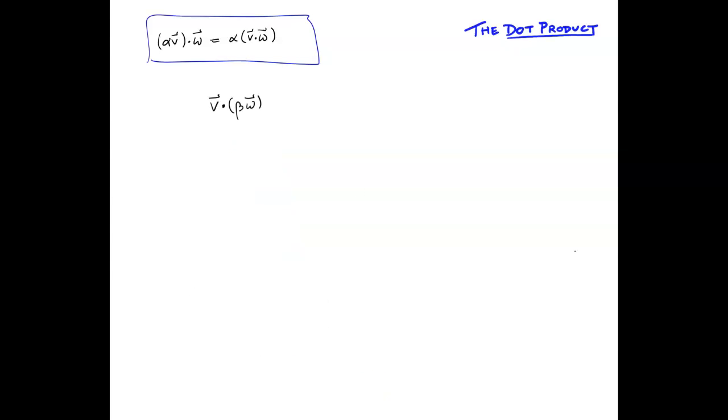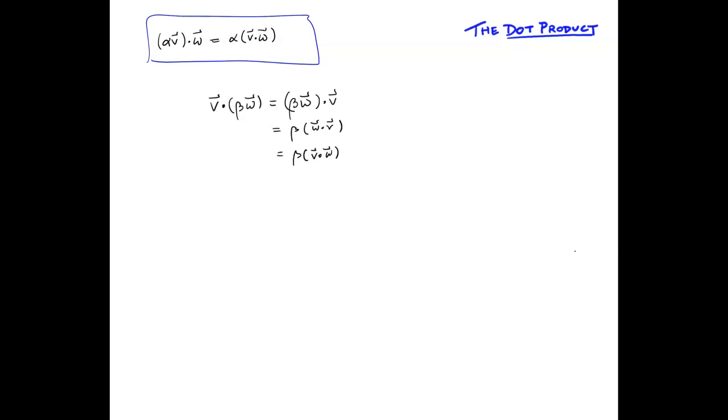By the way, what if the shoe is on the other foot? What if we have a scalar multiple of the second vector in the dot product? Does that change anything? Are we allowed to pull that beta out? Yes, of course we are. Thanks to the commutativity of the dot product, which we proved earlier, we know that we could rewrite that as beta w dot v, and then thanks to this property in the blue box up there, I can pull out the scalar beta and write it like that. And even if I want to, I could then turn around that w dot v and write it as v dot w thanks to commutativity again.